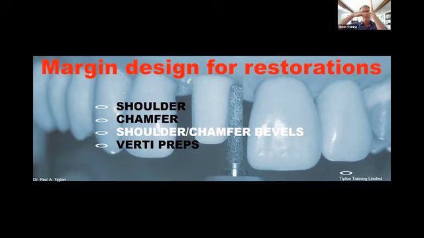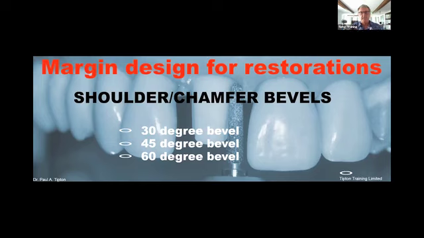So if we have a shoulder or a chamfer like this, by putting a 30-degree bevel on, we are making that margin seal a little bit more. It won't seal as well as a 60-degree bevel, but it will seal better than the 90-degree margin. So again, we're into compromises. This is the shoulder with a 30-degree bevel, which seats well, but also seals a little bit. And we've got these different bevels that we can put on.